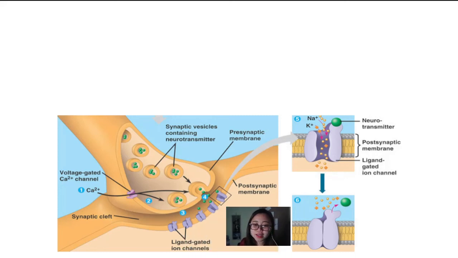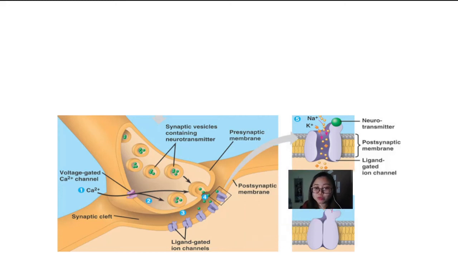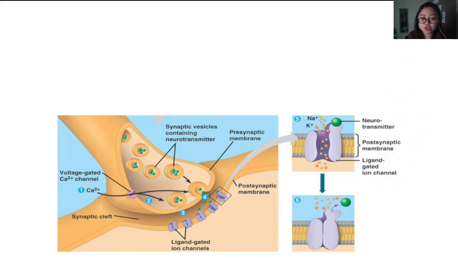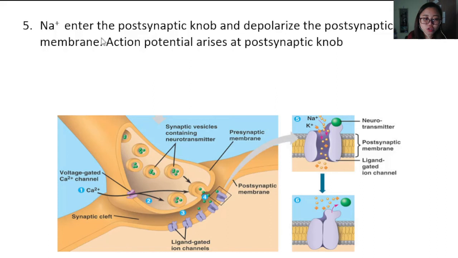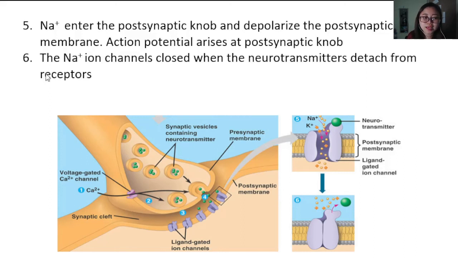This one, the ligand-gated ion channels on the postsynaptic membrane will allow sodium ions to come in. So now sodium ions enter the postsynaptic knob and depolarize the postsynaptic membrane. Action potential will arise at the postsynaptic knob. The sodium ion channels will close when the neurotransmitters detach from receptors. So bila ini neurotransmitter selesai buat kerja ataupun dia kena bawa pergi tempat lain, okay, it will detach and the ion channels will close.